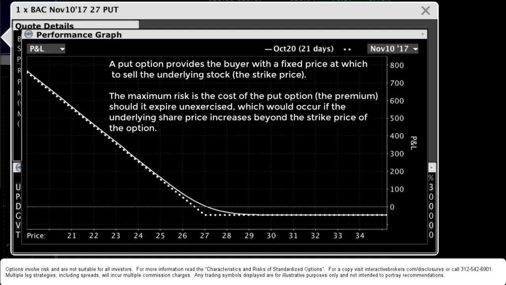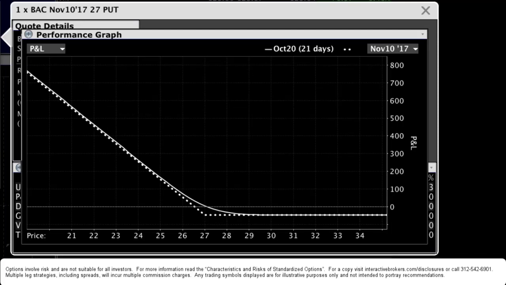A put option provides the buyer with a fixed price, the strike price, at which to sell the underlying stock. The maximum risk is the cost of the put option, the premium, should it expire unexercised, which would occur if the underlying share price increases beyond the strike price of the option.